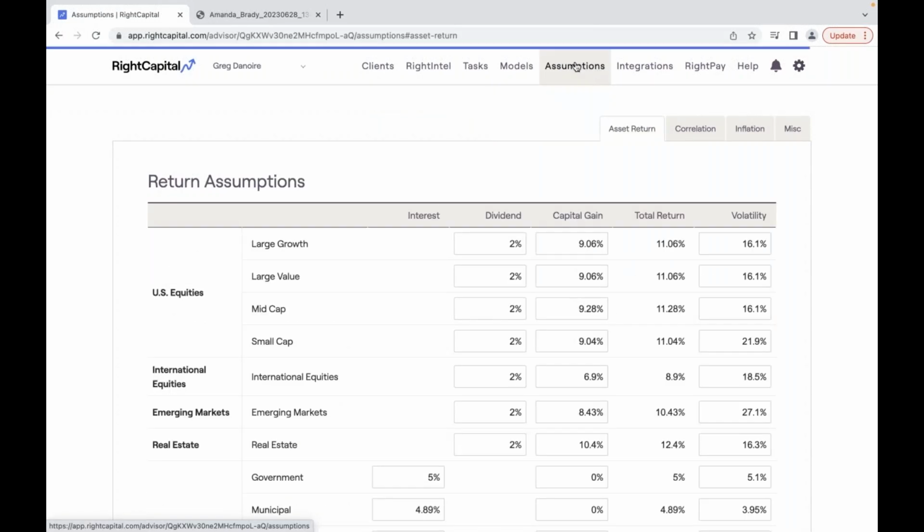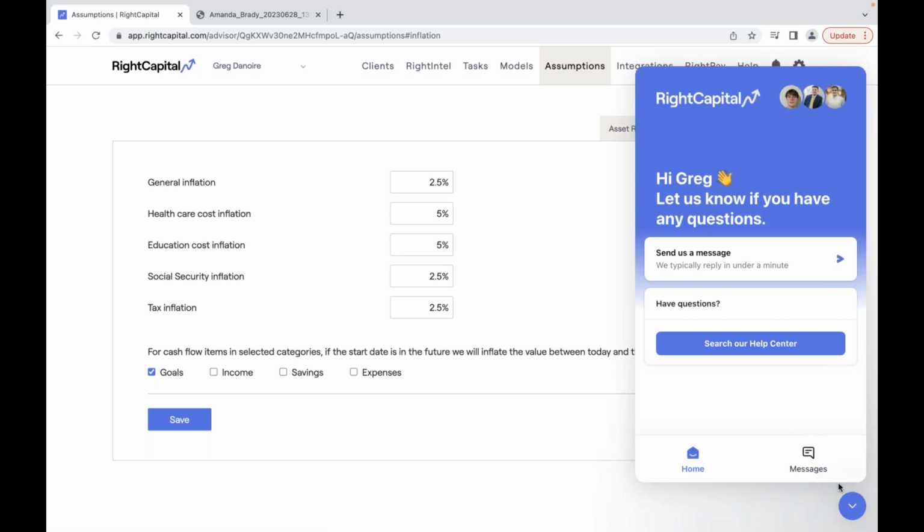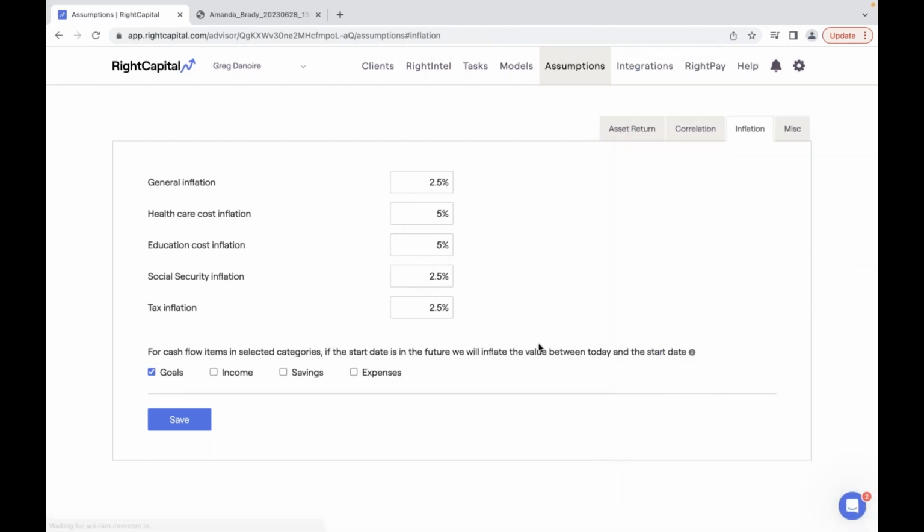So that's a really great question, and that has all to do with this little section at the bottom of your assumptions area. And it says for cash flow items in selected categories, if the start date is in the future, we will inflate it between today and the start date. So what's likely happening for you is maybe the checkbox here is impacting how we're inflating this in the future. If you're seeing that it appears to be operating in a way that you aren't expecting, just know that you can always reach out to the support team, and they can take a look with you. They can log in with you, look at the exact inputs, and that's going to be a good option for you. But definitely worth checking that checkbox off and taking a look at it.